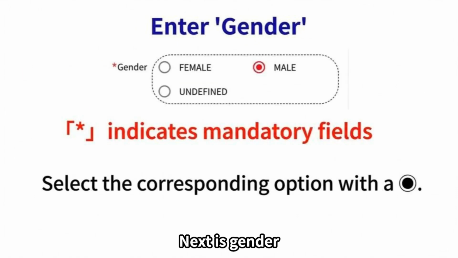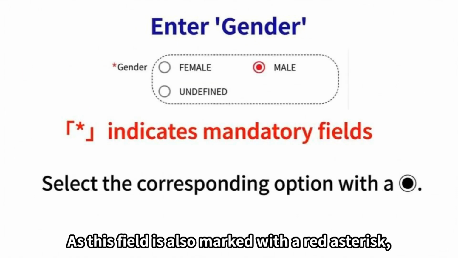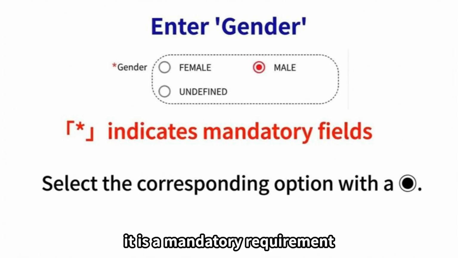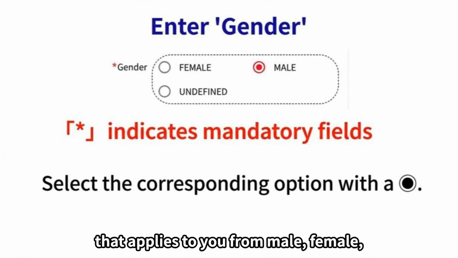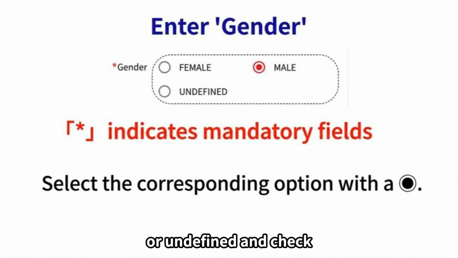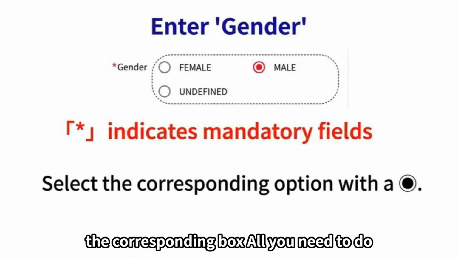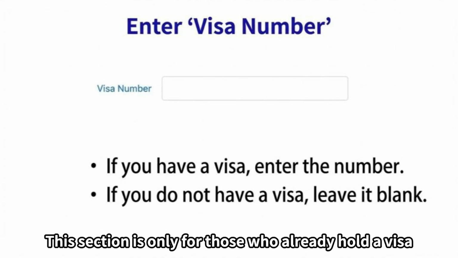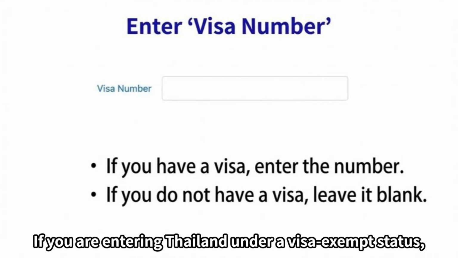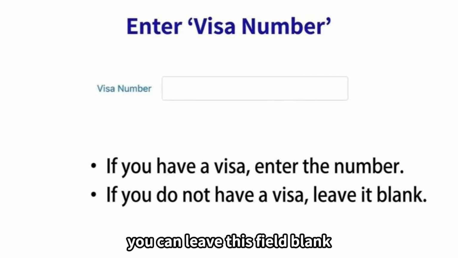Next is gender. As this field is also marked with a red asterisk, it is a mandatory requirement. Please select the option that applies to you from male, female, or undefined, and check the corresponding box. All you need to do is make your selection. This section is only for those who already hold a visa. If you are entering Thailand under a visa-exempt status, you can leave this field blank.